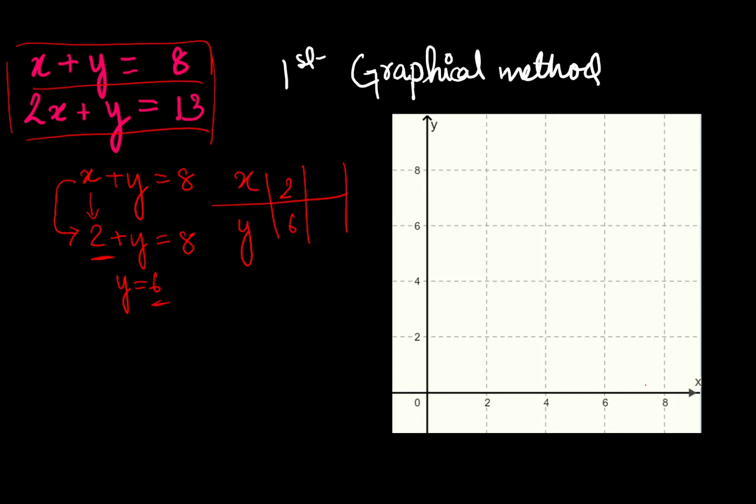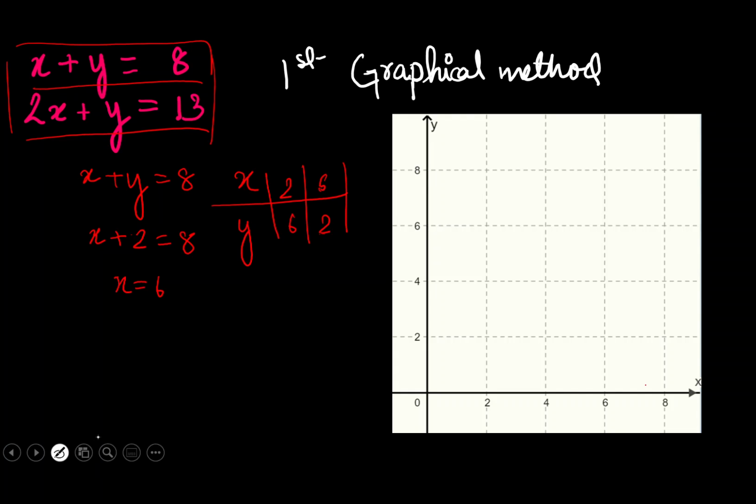For the second point, this time we consider not x to be 2, but y to be 2. If y is 2, we get x as 6, so that will be (6, 2). It will just be the opposite, because we can do that in this one.